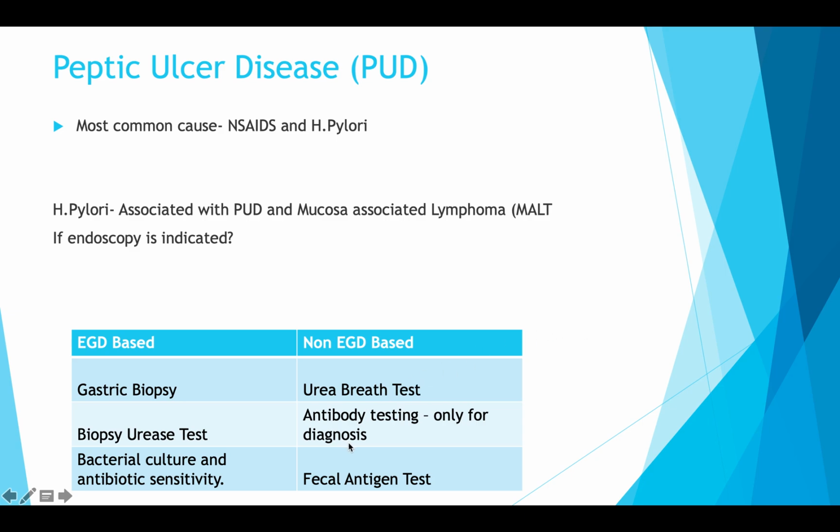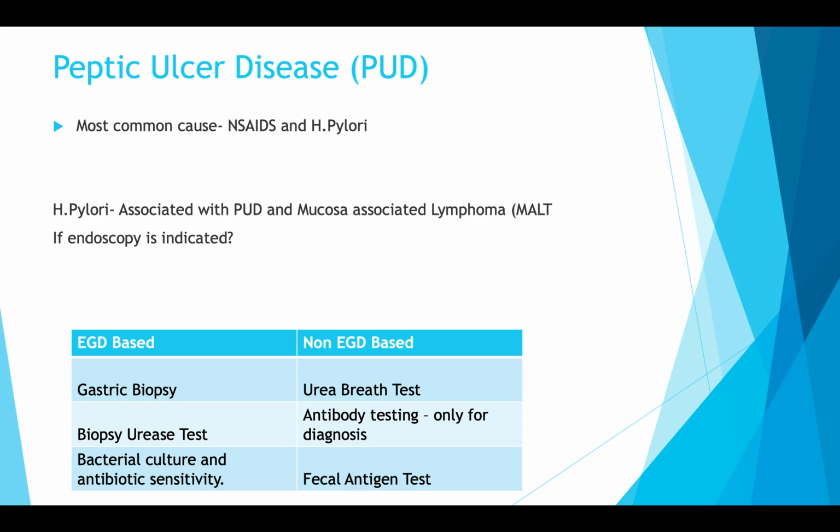Now, antibody testing is a very useless test when it comes to follow-up after treatment. It tells you that you were exposed to H. pylori. It doesn't tell you that you are cured of H. pylori. However, the urea breath test and the fecal antigen test can be used as follow-up studies. Now, the trivia, the thing you need to make sure of, is that the patient has to be off the PPI when you're testing with the urea breath test and the fecal antigen test.